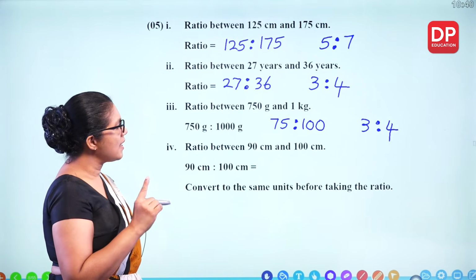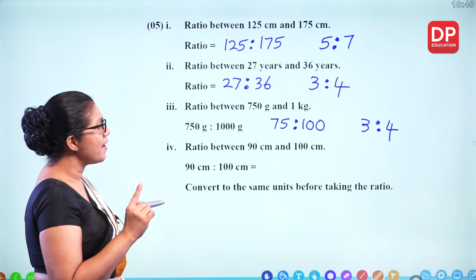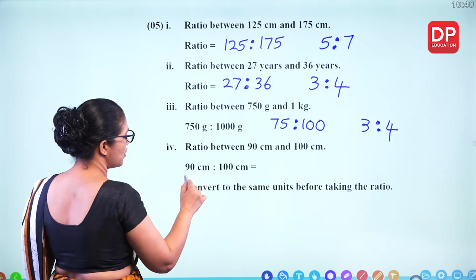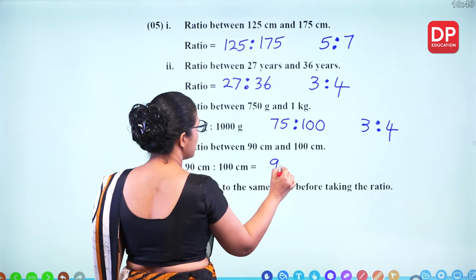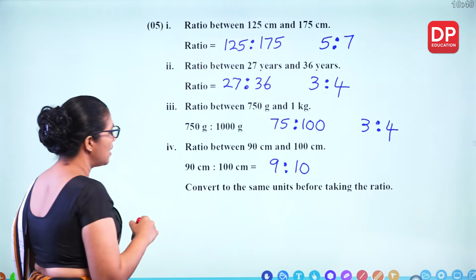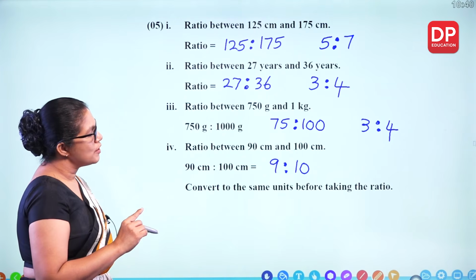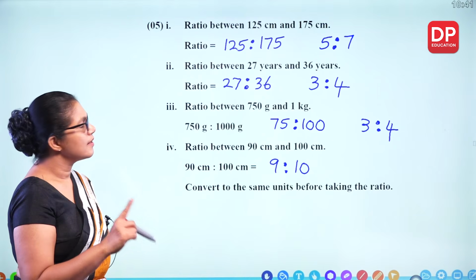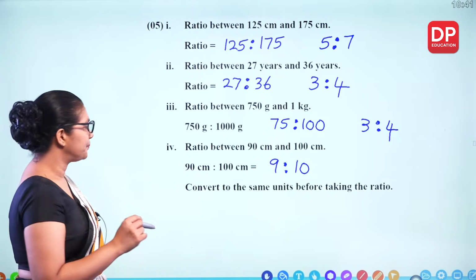What's the ratio between 90 centimeters to 100 centimeters? Both are in the same units, so you can compare. Divide by 10. You get 9 to 10. Convert to the same units before taking the ratio. So when the units are different, convert to the same units.